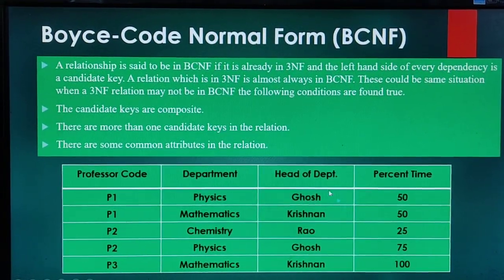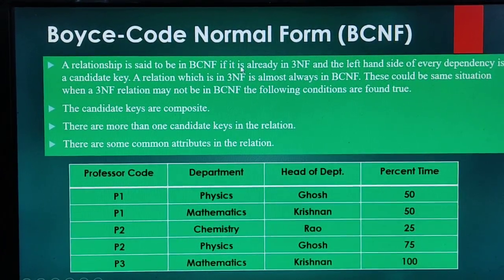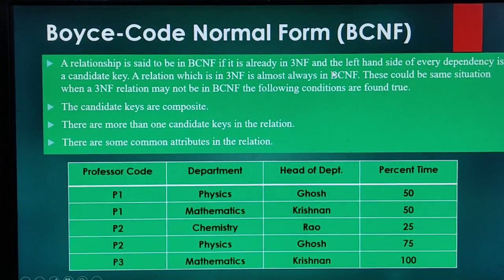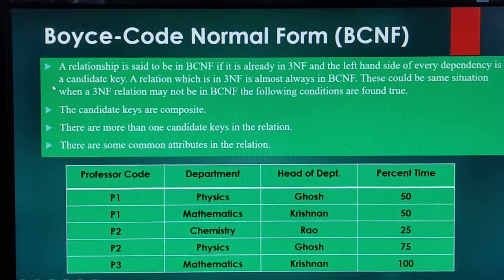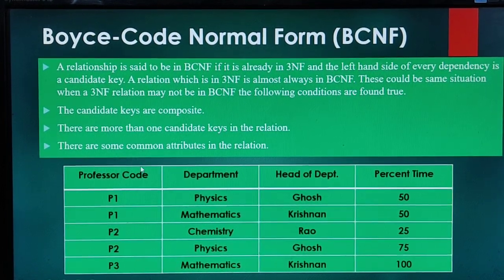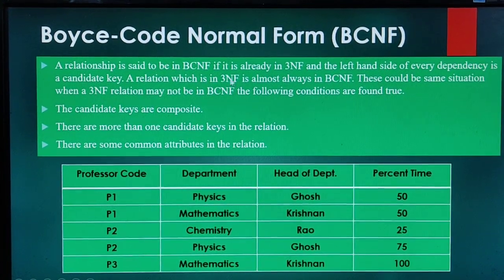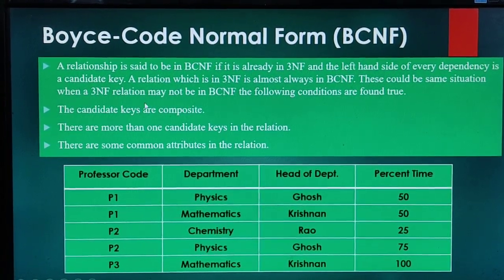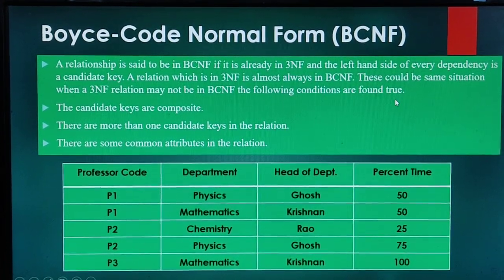A relation is said to be in BCNF if and only if it satisfies third NF, and the left-hand side of every dependency is a candidate key. Here the concept of candidate key comes in. What is a candidate key? We'll see. A relation which is in third NF is almost always in BCNF. But there are some situations when a 3NF relation may not be in BCNF, if the following conditions are found true. What are those conditions?